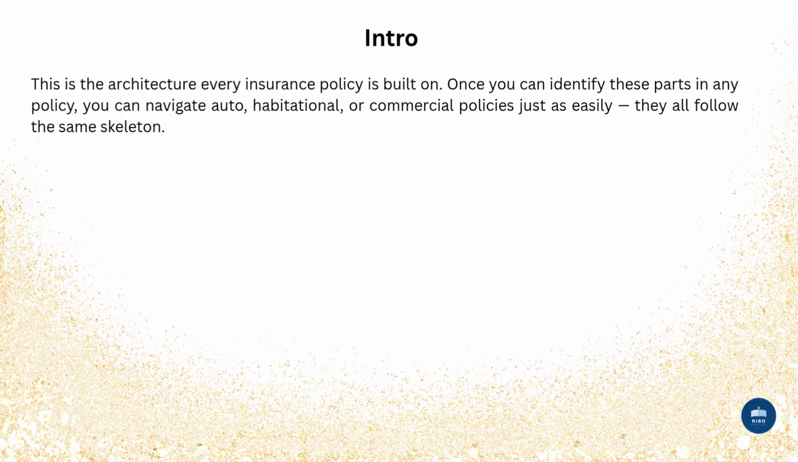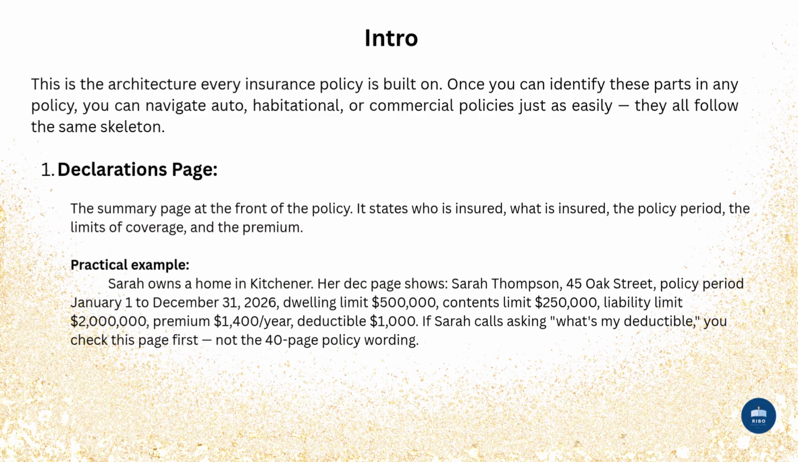Today we're covering something that sounds dry on paper but is actually the key that unlocks every other topic on this exam: policy structure. Once you understand how a policy is built, piece by piece, you'll be able to read any insurance policy, whether it's home, auto, or commercial, because they're all built from the same 5 parts. Let's break them down. First up, the declarations page, or DEC page for short.